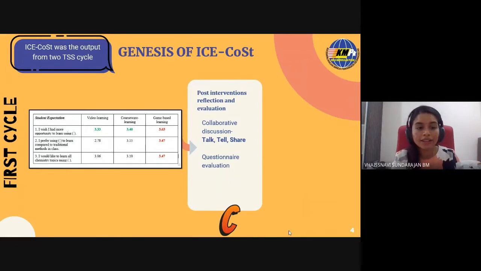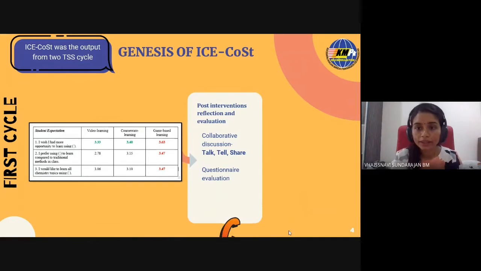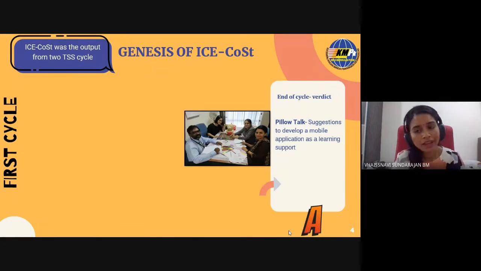From here, we realized that it was pretty obvious that students enjoyed game-based learning. However, they also showed much interest in video learning as well as courseware learning. As you can see from the table here, students declared that they wish they had more opportunities learning using video and courseware. With that, at the end of the first cycle, we had a pillow talk discussing the pros and cons of each method that we had implemented and came up with a suggestion that a mobile application to support learning of naming and drawing hydrocarbons would be very apt.